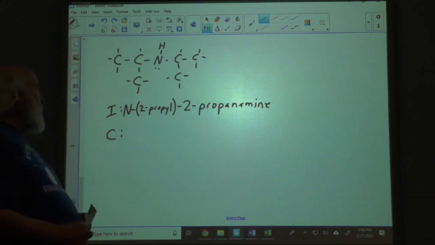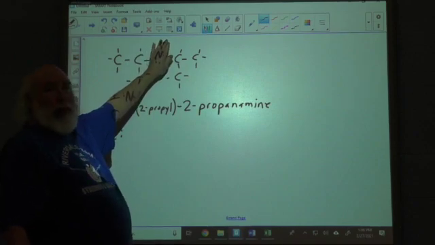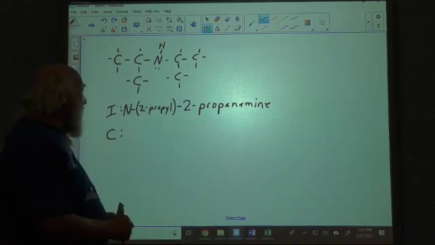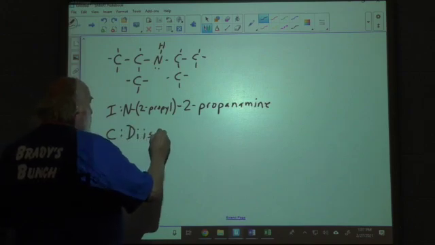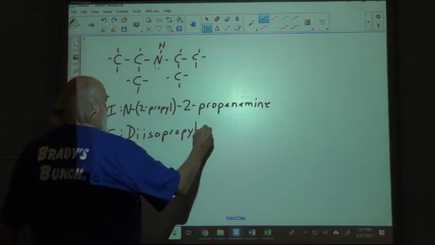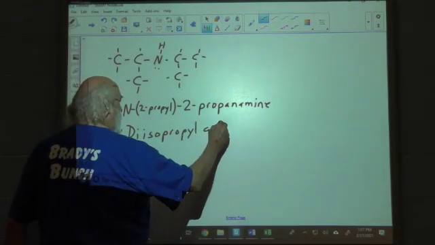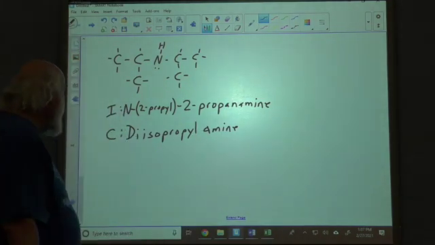Now the common naming system, you put your hand over here, go, oh, I got a couple of isopropyl groups. 2 of them use the prefix di. So this is diisopropylamine. 2 words. Okay?